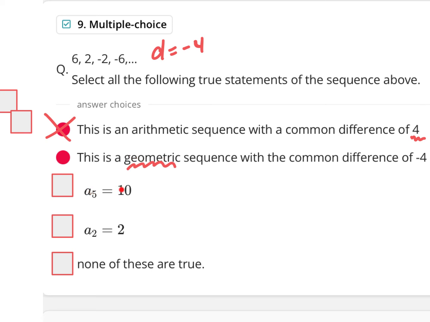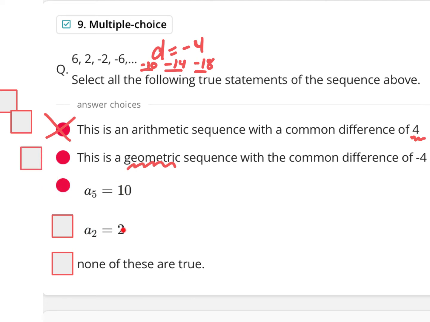Moving on, a sub 5 equals 10. This is my first term, second term, third term, fourth term, and we know that it has a common difference of negative 4. What does that mean? From the first one to the second one, 6 take away 4 is 2. 2 take away 4 is negative 2. Negative 2 take away 4 is negative 6. Negative 6 take away 4 is negative 10. Negative 10 take away 4 is negative 14, and so on and so on. You could keep going. Again, we want the fifth term, so we have 1, 2, 3, 4, 5. So negative 10 is the correct answer. That's a positive 10, so that is incorrect.